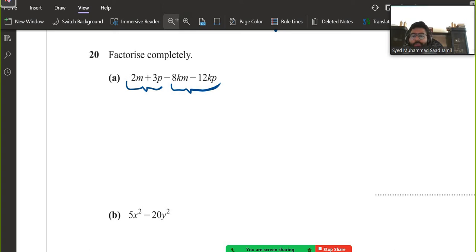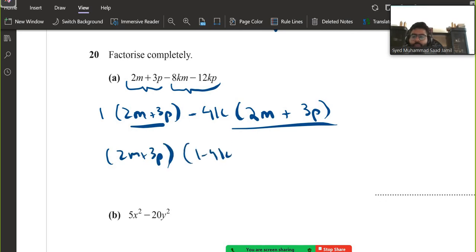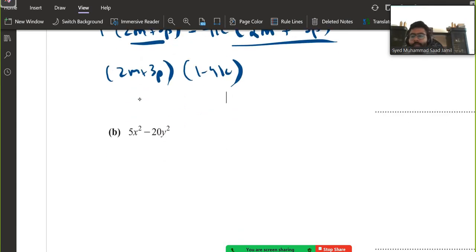So 2m plus 3p, what is common? 2m plus 3p minus 8km minus 12kp. In the first one, just take 1 as common. So this will become 2m plus 3p. Minus, in the second one, 8 and 12 both come in the table of 4. And take k as common as well. This will also become 2m plus, since I have taken negative 4 as common, this will become plus 3p. Take this as common, 2m plus 3p, and 1 minus 4k. That's your answer.